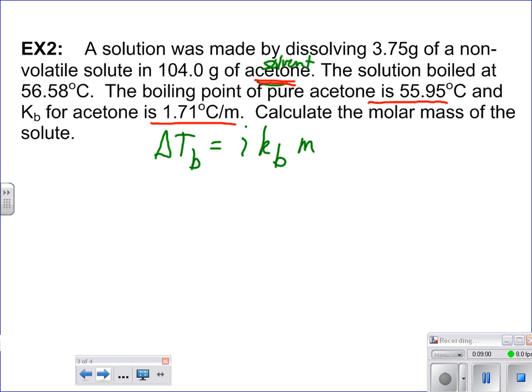So again, I would go ahead with the first step that we did last time, which was what? What should we calculate? Change in temperature. So we know that it normally boils at 55.95, but now it's boiling at 56.58. It's elevated, right? So our difference is going to be, we subtract that and we get 0.63 degrees Celsius.